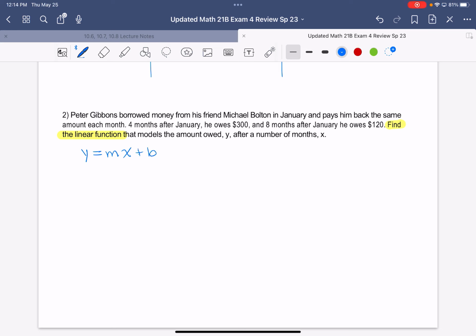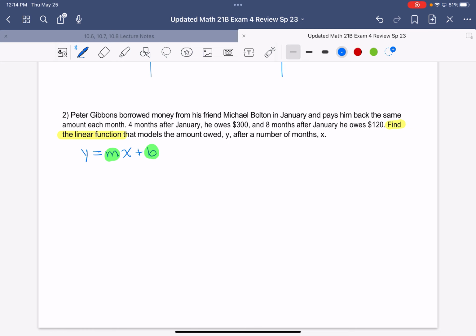That's our goal. We need to find y equals mx plus b. Of which, what do we need? We need to find m and we need to find b. In order to do so, we need to have 2 points to work with.